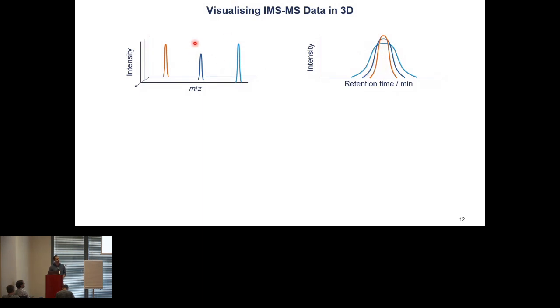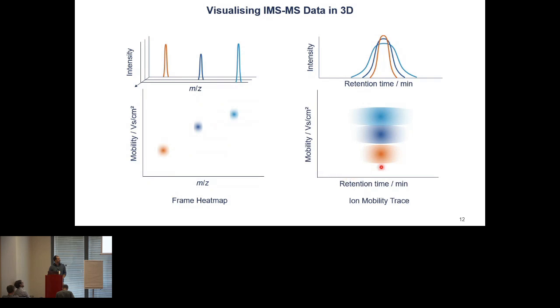Now, if we expand this frame into the mobility dimension, we get something that's called the frame heat map. So now we see mass over the mobility and the intensity represented by color here. So we see those three different ions now separated. And if we take this chromatogram and we expand it into the mobility dimension, we get the ion mobility trace. So again, we now see three separated ions in the retention time across the mobility. So there are different ways to look at this data because it's four-dimensional.